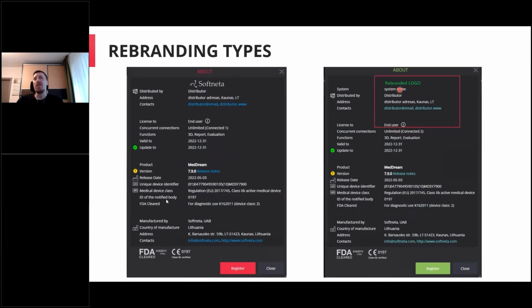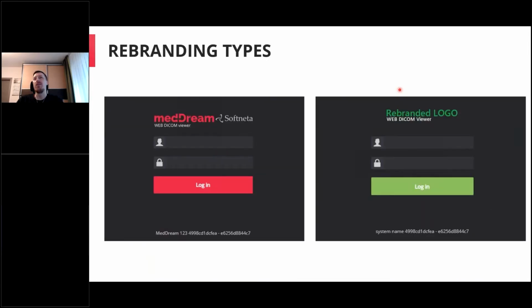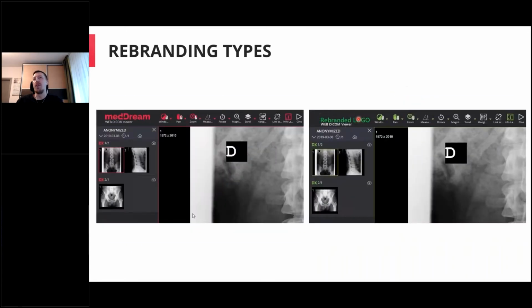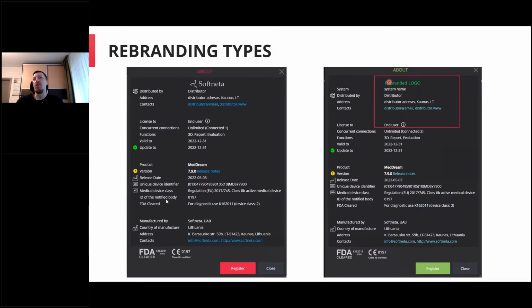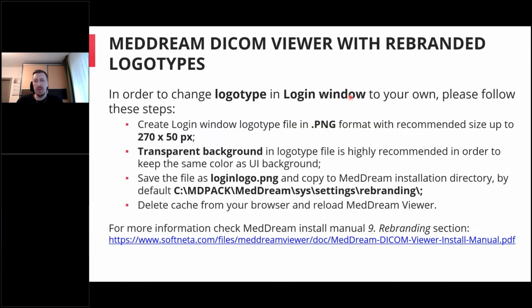For the logos, basically, as you see, there is a logo for the login window, a logo for the viewing window, and the company logo for the About box. These are quite easy to change. Here is some information on how to do it. Basically, what you want to do is create a transparent logo file.